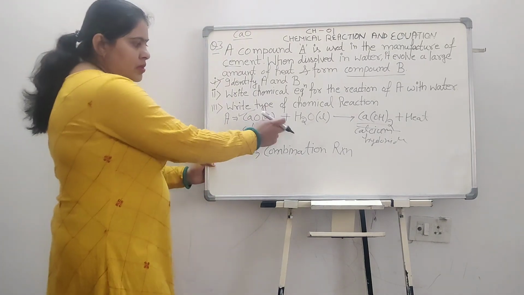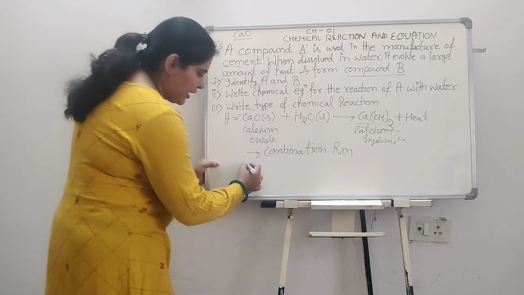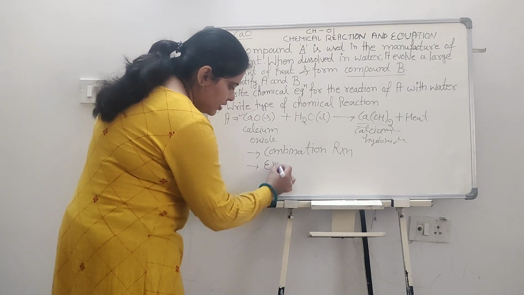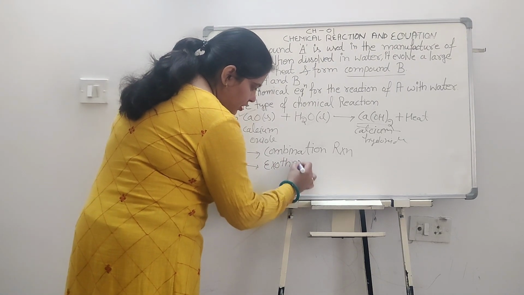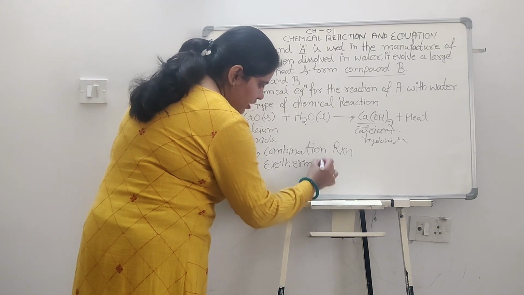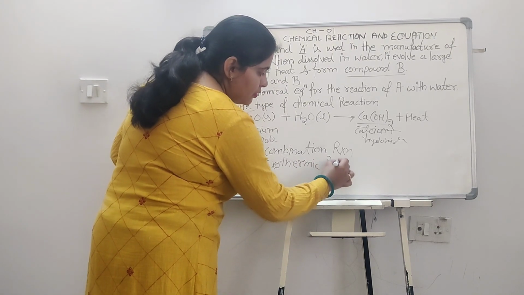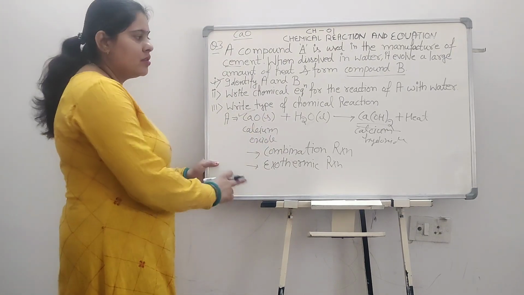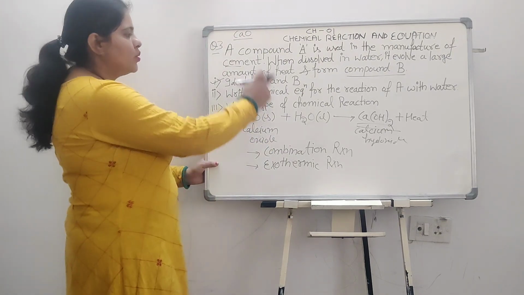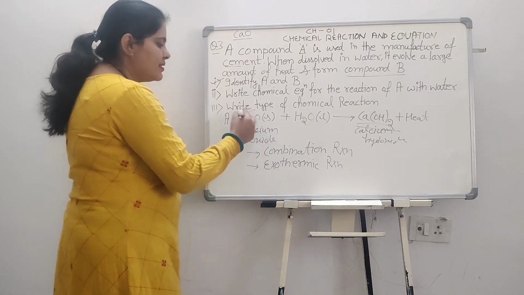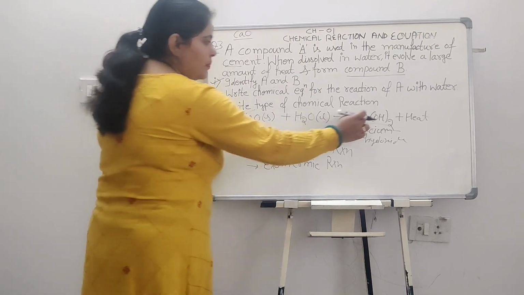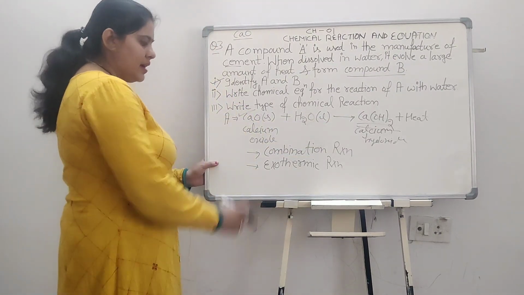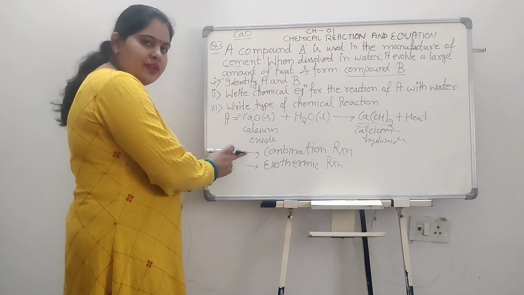Now this is also an example of an exothermic reaction. What are exothermic reactions? Exothermic reactions are the reactions in which heat is evolved along with the formation of the product. So in this reaction compound A is calcium oxide and compound B is calcium hydroxide, and this is a combination reaction.